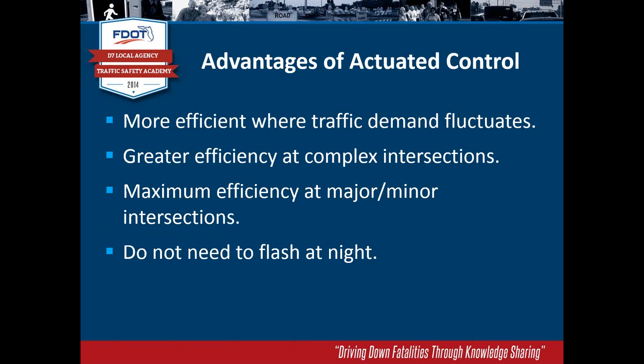The advantages really of actuated control: where you have a lot of fluctuation in your traffic demand, they're really best for that, because again, they adapt the green time to where traffic is detected. You get much greater efficiency where you have complex intersections, with a lot of strange movements, or you've got more than 4 legs to an intersection. Certainly they give you much greater efficiency at that kind of thing. And they work very well where you have one big major arterial and fairly minor side streets.